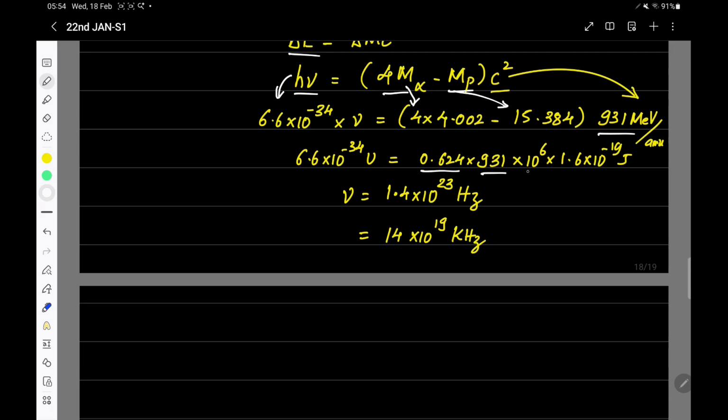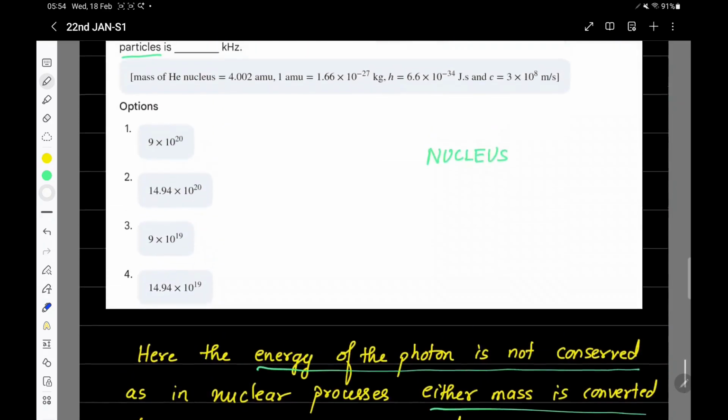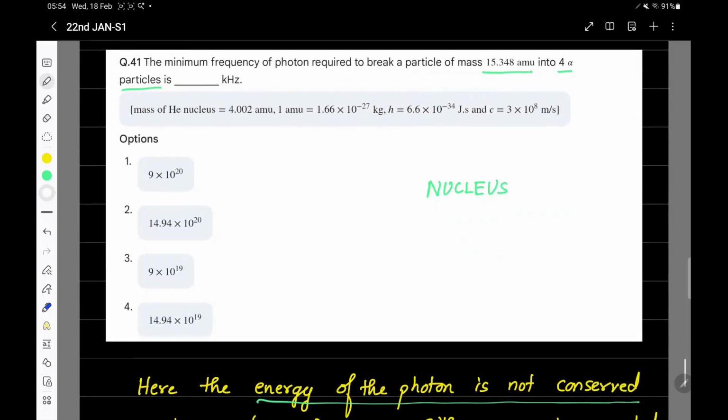931 as it is, mega can be written as 10 power 6 and electron volt is 1.6 into 10 power minus 19 joules. If you calculate this, the only unknown is frequency and it comes out to be 1.4 into 10 to the power of 23 hertz, which is same as 14 into 10 to the power of 19 kilohertz. So according to our calculation, the option D is the answer, or fourth option is the answer.